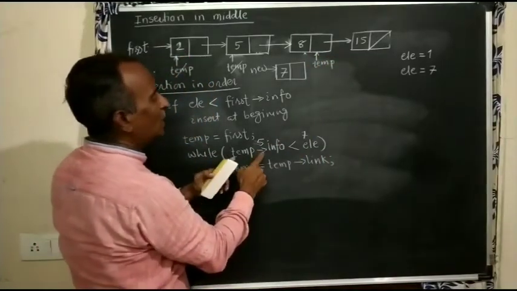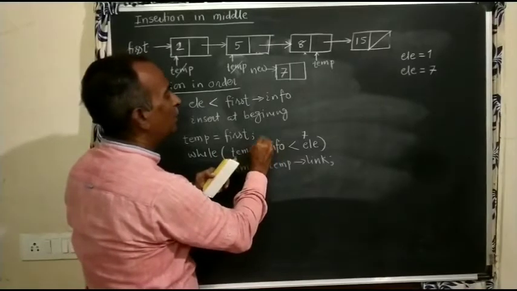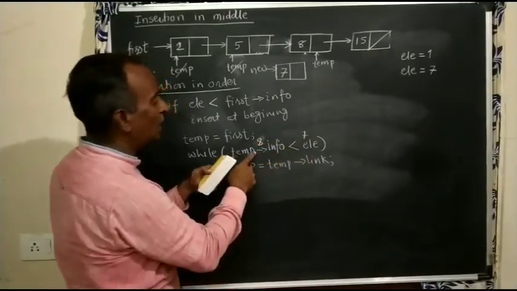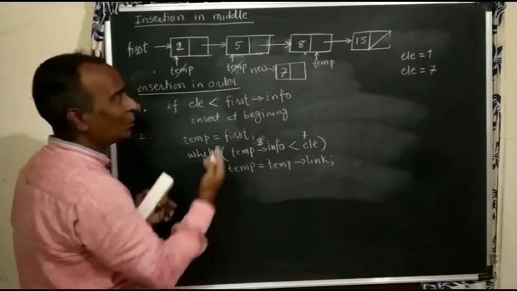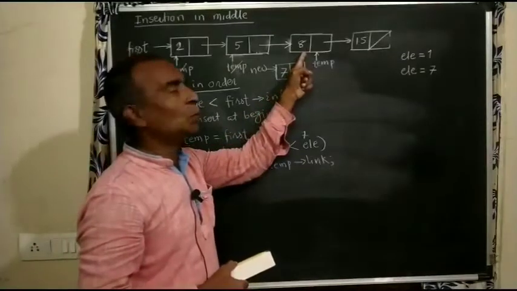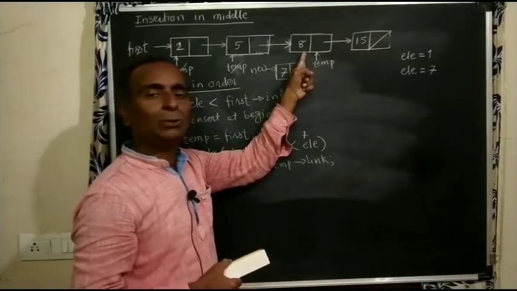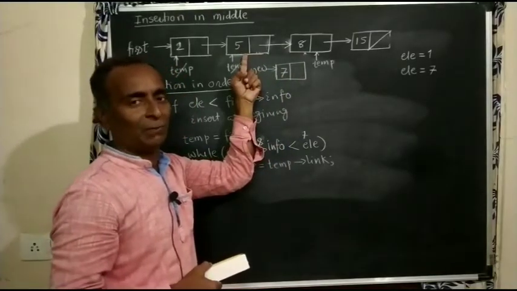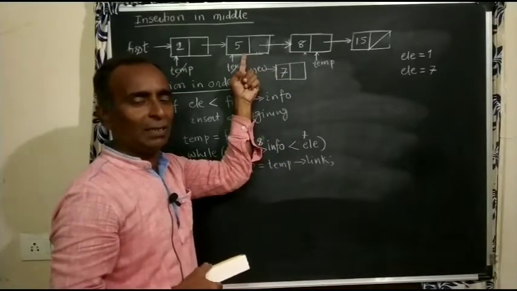Now, what is temp's info? 8. 8 less than 7? No. This condition is false. It will come out. But what are we getting? We are getting this node's address. Do we want this node's address? No. We want this node's address. We want this node's address, right?